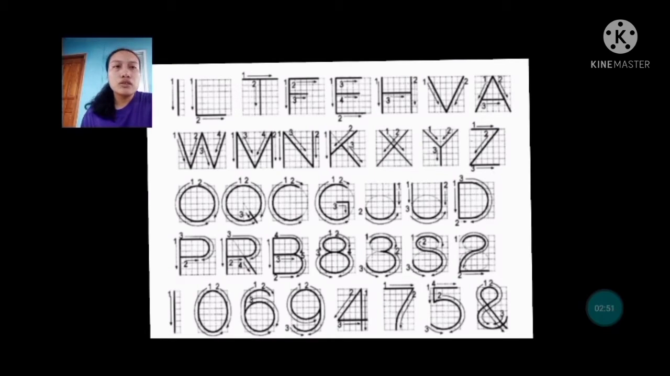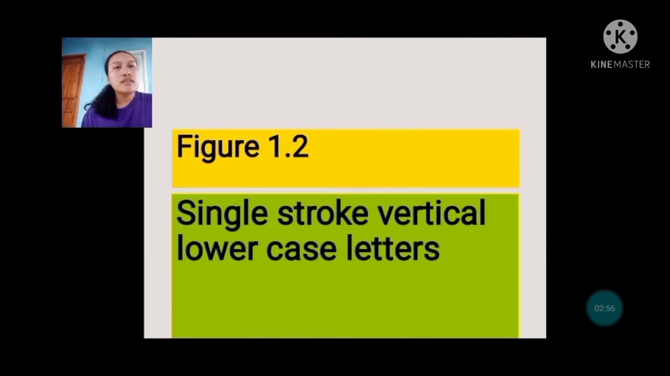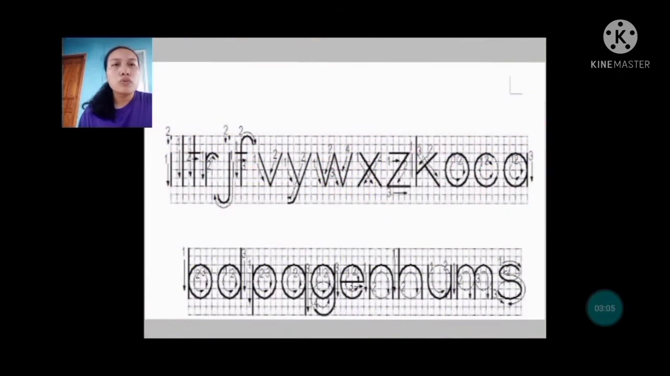And then let's proceed to figure 1.2, which is the single stroke vertical lowercase letters. So this is the single stroke lowercase letters. It is the same as the first one, but that one was uppercase letters only. Well, this is lowercase letters. We observe that they are the same, but the difference is that that one is big, while this one is small. So it is still single stroke.